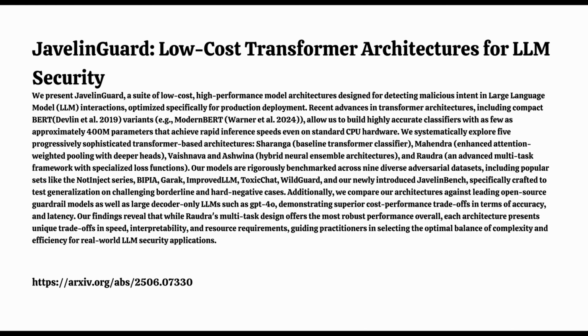What was the rationale behind creating a whole new benchmark? So JavelinBench was developed specifically to provide a more robust and reliable evaluation. They really focused on generalization and challenging scenarios. The paper explains it was crafted to include difficult borderline cases and hard negative examples. Hard negatives, what are those? Prompts that look like they might be malicious, maybe use some suspicious keywords, but are actually benign. They emphasized careful annotation to avoid those mislabeling issues they saw in some existing datasets.